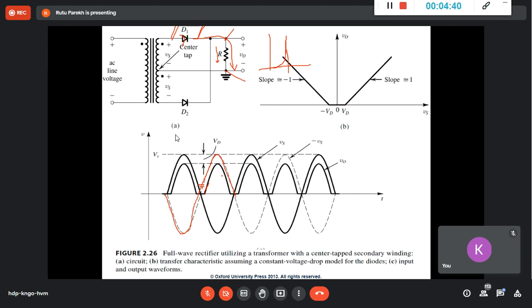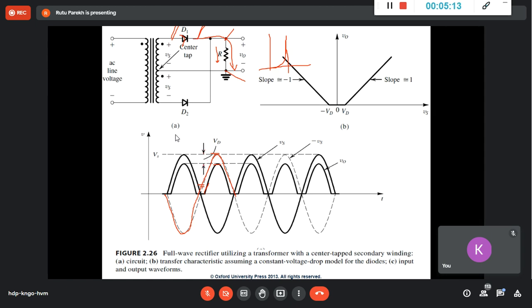Now this is your input voltage, and this is the voltage across the load, V0. This dark line is your V0. If the current is flowing, then for the maximum voltage, your maximum output voltage will be lower than the input by just the diode drop VD when it is conducting. So this difference is VD.